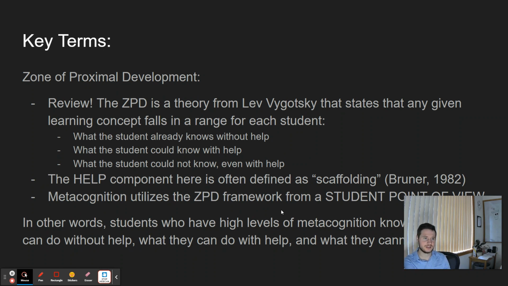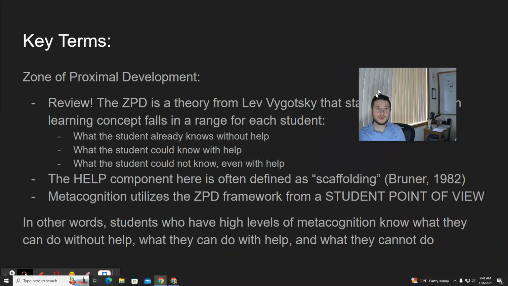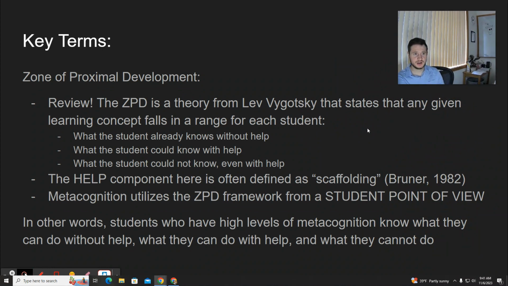Jerome Bruner, 1982. Someone with a strong sense of metacognition actually is able to identify, this is what I could know with help, right? It's from a student point of view. Rather than the teacher saying, hey, Jimmy needs to know this, and I think Jimmy could learn this if we did X, Y, and Z.